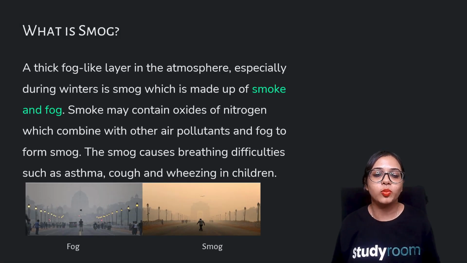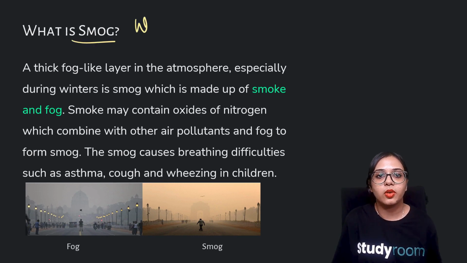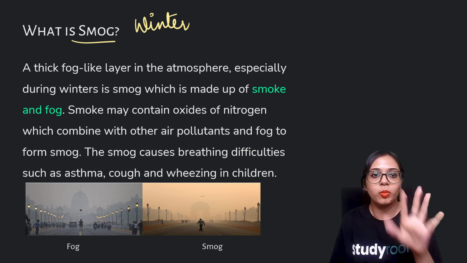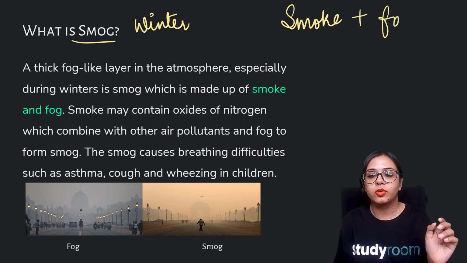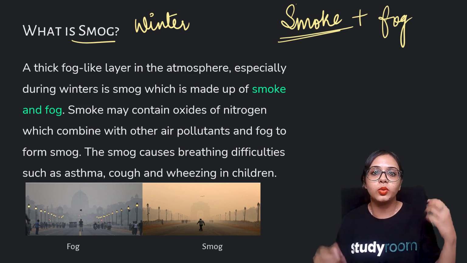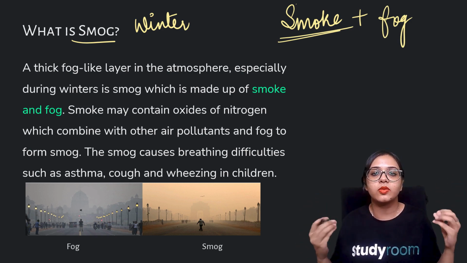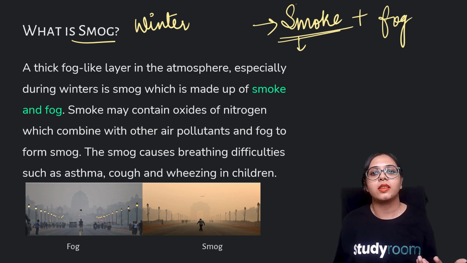What is smog? You must have heard this word smog, often in winter times. Smog is an air pollutant, and it's a combination of two substances. One is smoke, and the other is fog. Smoke is your visible air pollutant. You see smoke coming out of chimneys. You see smoke coming out of automobiles, and you are aware that this smoke carries harmful pollutants.